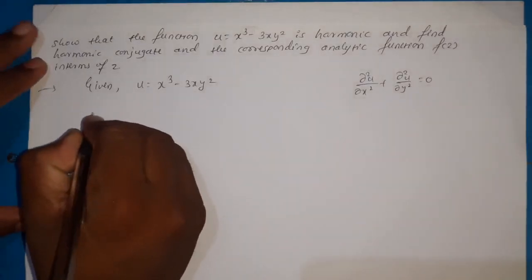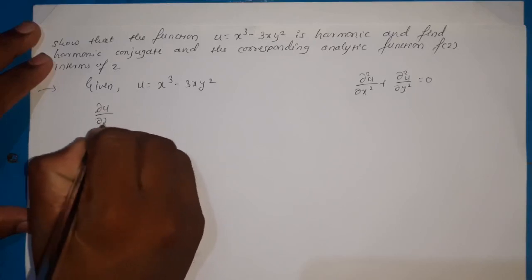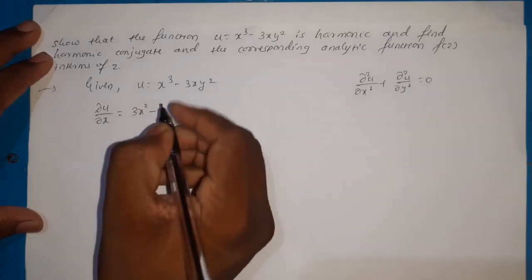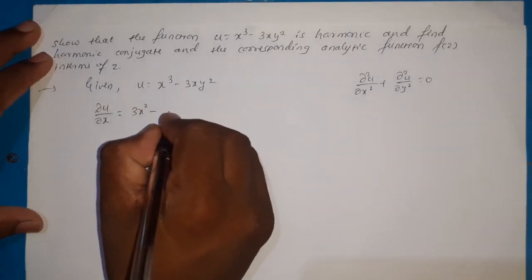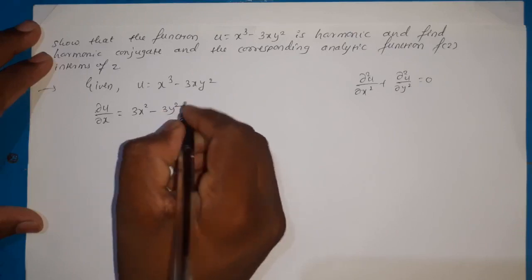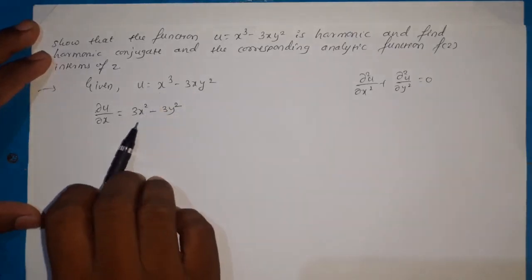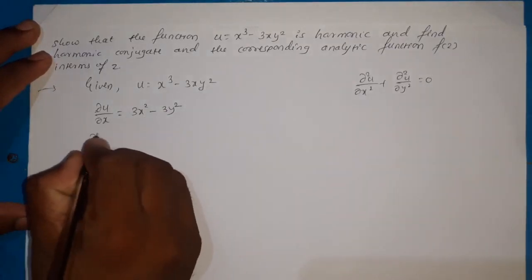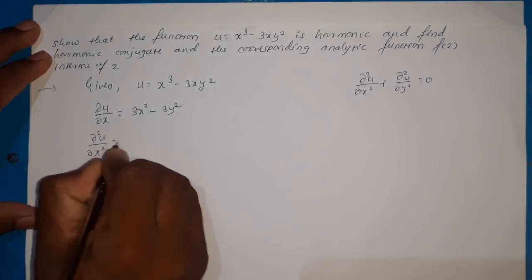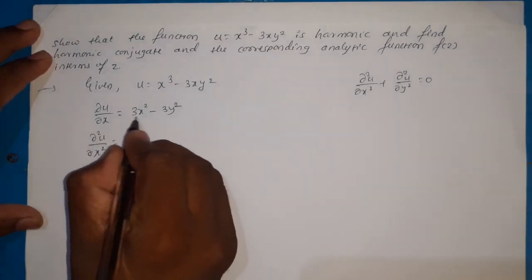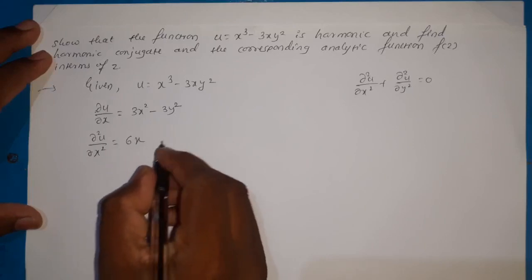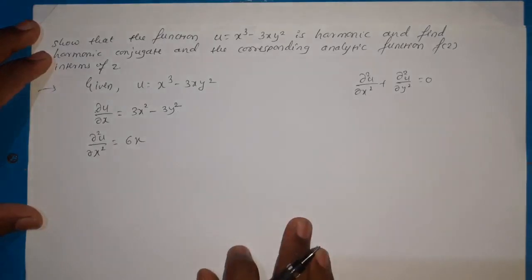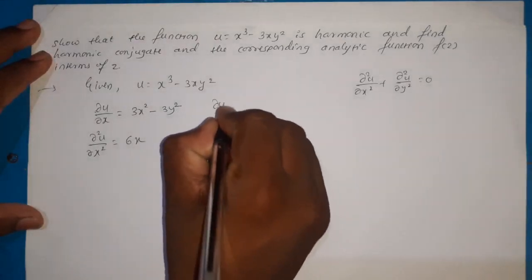Now find the partial derivatives. Dou u by dou x is given by 3x square minus 3y square, since the differentiation of x cube is 3x square and the differentiation of 3xy square is 3y square. Then dou square u by dou x square: the differentiation of 3x square is 6x, and the differentiation of 3y square with respect to x is 0. So therefore it is 6x only. And now dou u by dou y.